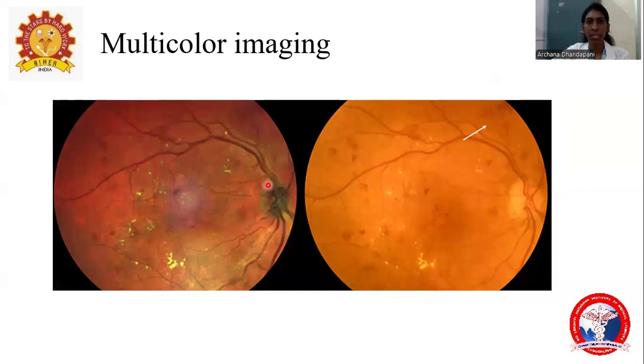And one more recent advance is the multicolor imaging. Usually we use red, green or red, blue, green colors to take the retinal imaging. Whereas in recent days we can use multicolor imaging technology, which will enhance the lesions more precisely, and it will be helpful to identify even the finest lesions.